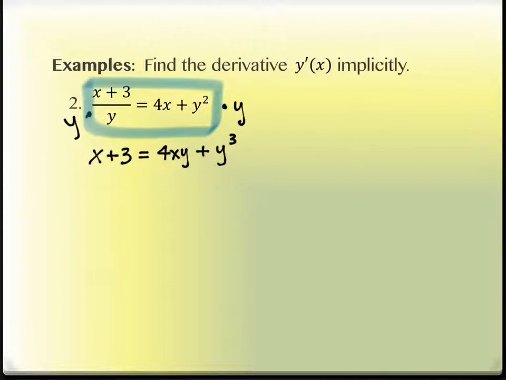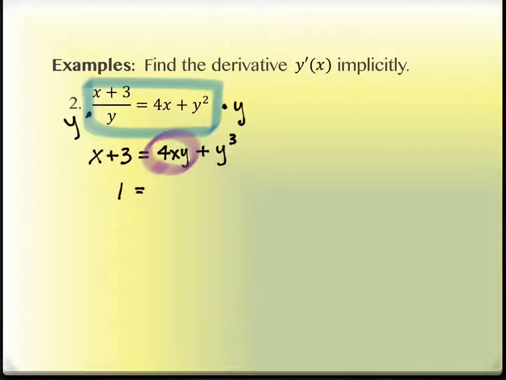So let's take a look at this. What's the derivative of x plus 3? 1. Right, derivative of x is 1, derivative of 3 is 0, so it's just 1. Told you the 4xy is the most complicated part. Does anybody know why I said that? It's a product rule. Ooh, very good. Product rule.